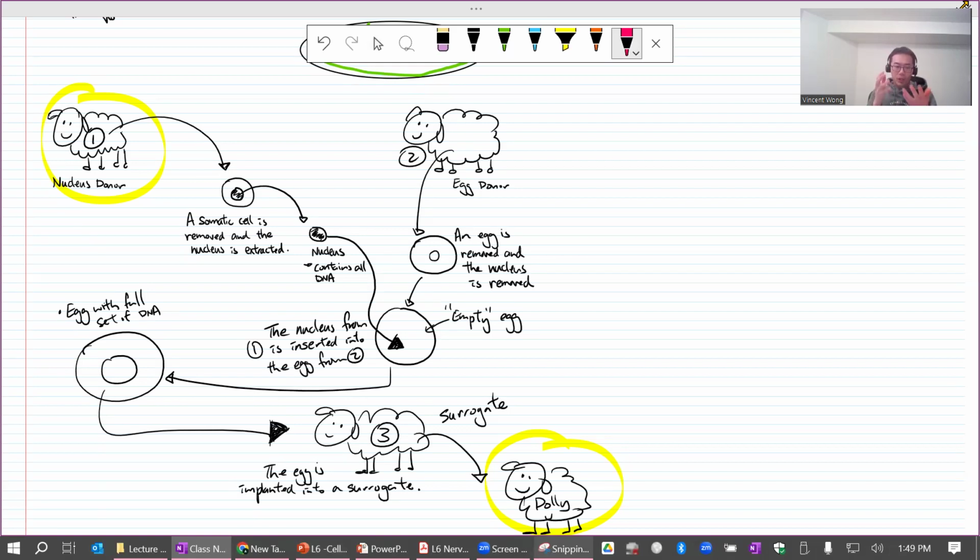So that means all the cells in that sheep had been dividing for this many years, right? And so the telomeres have been shortening. Right? So let's say, just theoretically speaking, at the time when they took out the nucleus, the cell has been dividing for 20 times already. So when they transfer the DNA into the egg and then let it grow in the surrogate, Dolly was born.